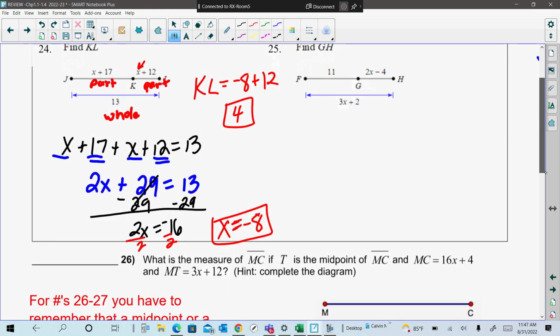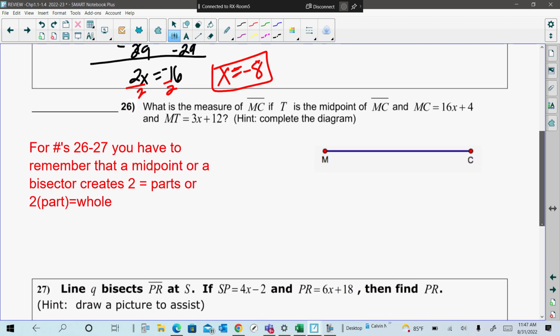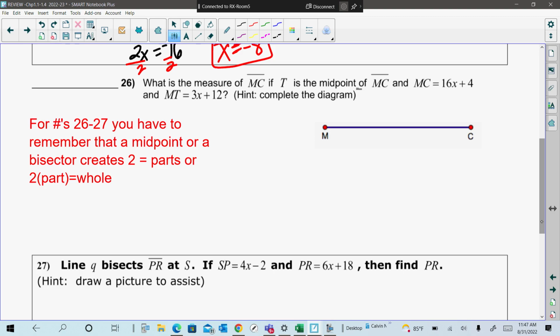All right, and then on 26 and 27, both of these problems are dealing with midpoint and bisector. Those relationships are the same. So you have to remember that a midpoint or bisector creates 2 equal parts. When I mean 2 equal parts, I mean a part is going to equal another part because they're congruent. Or you're going to have 2 times a part equals a whole. Okay. So in our problem here, it asks what is the measure of MC? That's what I'm trying to find. If T is the midpoint of MC.